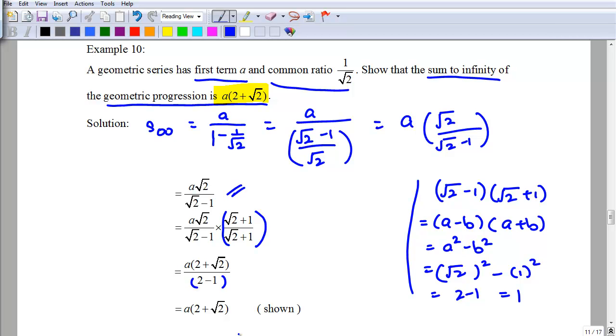In the numerator, of course, root 2 multiplied to root 2 will give us 2, and we find that root 2 times 1 here will give us this root 2. Alright, so upon simplification we will get the result required in the question. That's the end of this example. Thank you.